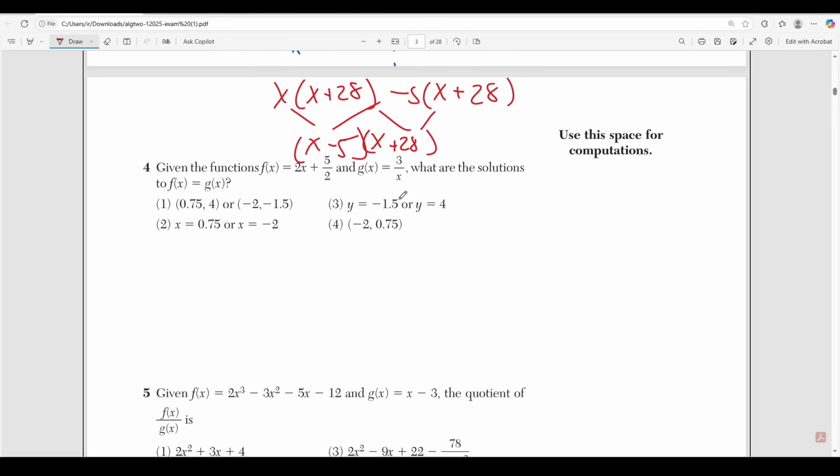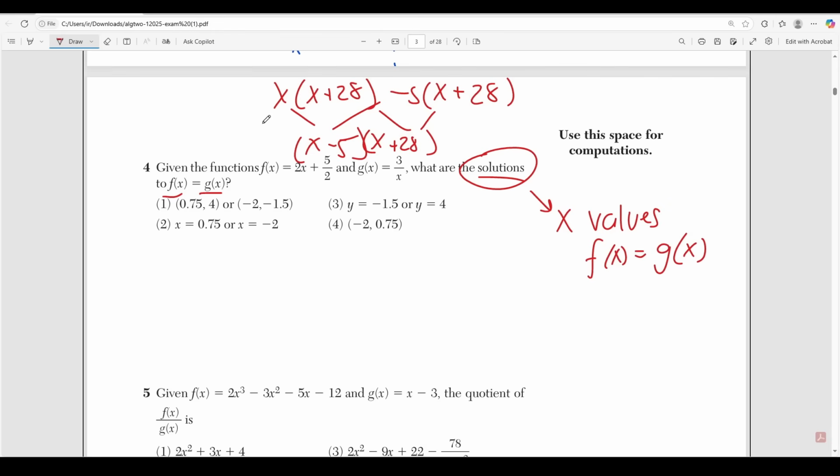All right, number 4 asks us, given the functions f of x is equal to 2x plus 5 over 2, and g of x is 3 over x, what are the solutions to f of x is equal to g of x? So when you're finding these solutions, you're looking for the x values that make f of x equal to g of x, all right?